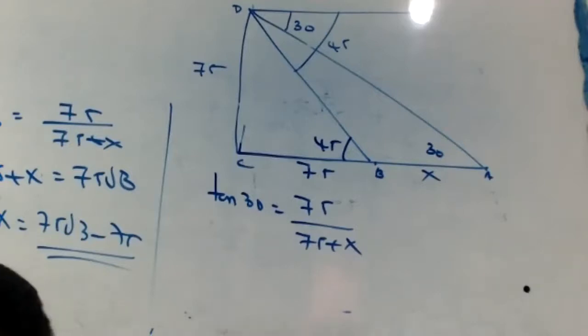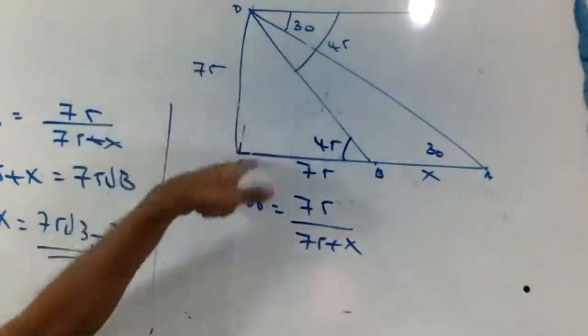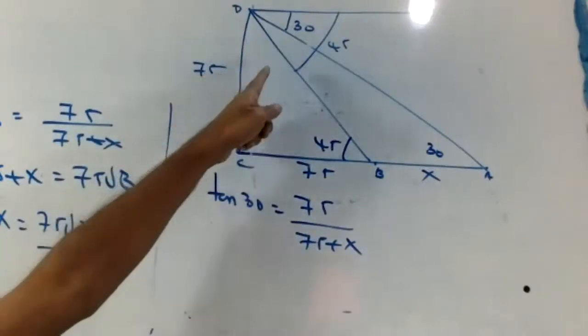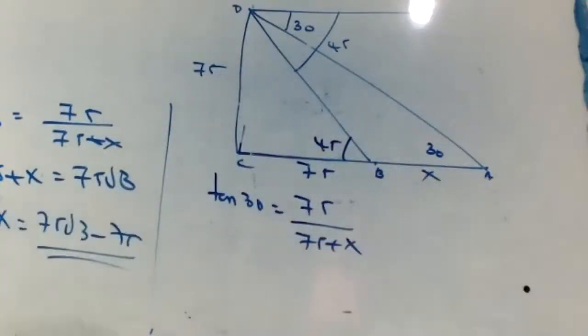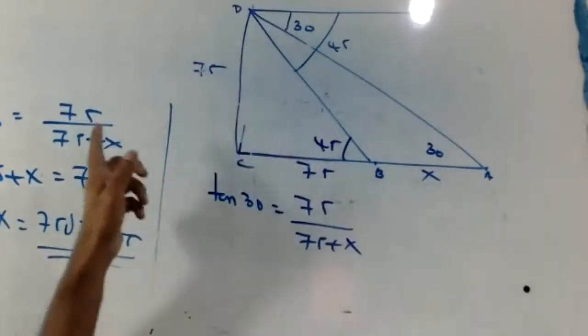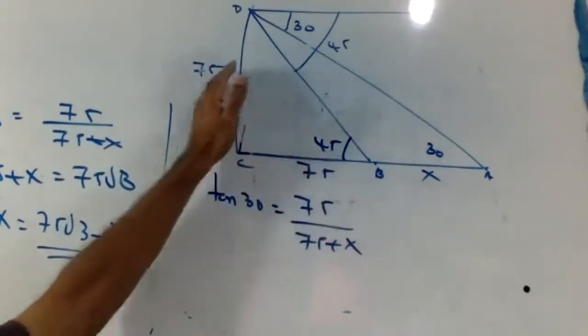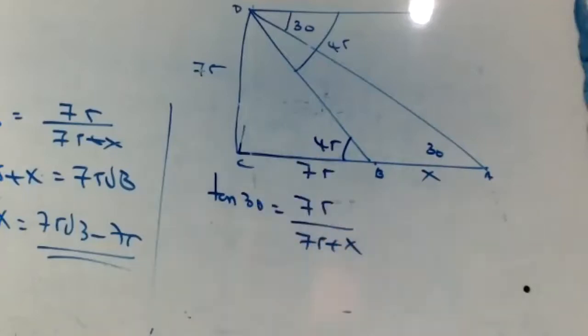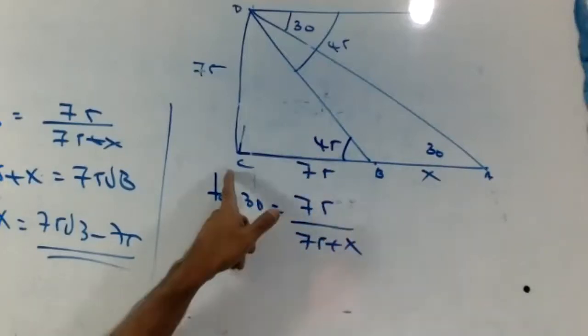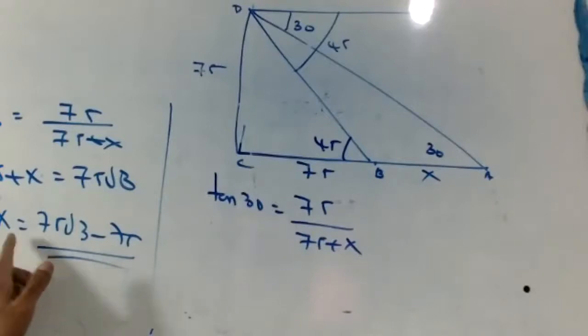Anyway, listen here. DC is the tower. Height is 75. First ship is at A. Angle of depression is 30 degree. Second ship is at B. Angle of depression is 45 degree. Then tan 30 is 75 by 75 plus x. So we got 1 by root 3 equals 75 by 75 plus x. Then tan 45 is 75 by BC. Tan 45 is 1, therefore this is 75. Therefore, x equals 75 root 3 minus 75. Okay, try now.